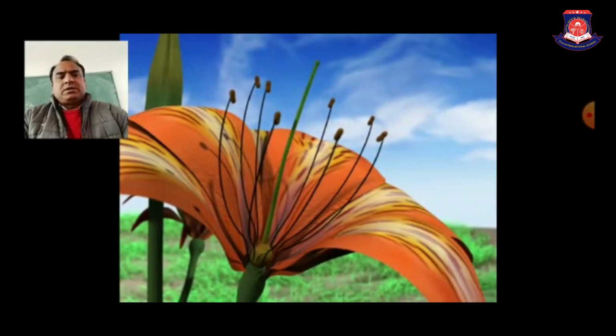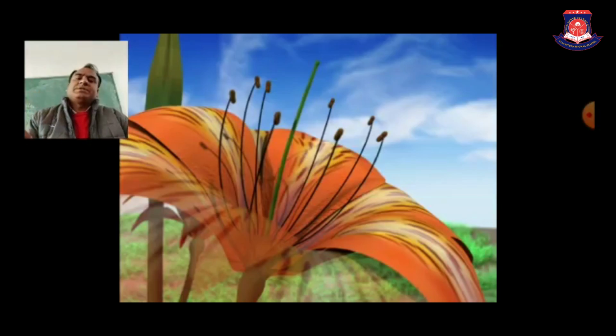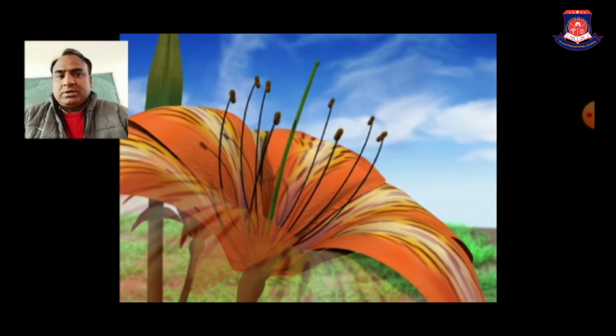Okay, this is all about double fertilization, or double fertilization means one fertilization between the generative cell and the polar nuclei, and second fertilization between the generative cell and your egg cell. Okay, I hope you understand these concepts about double fertilization.